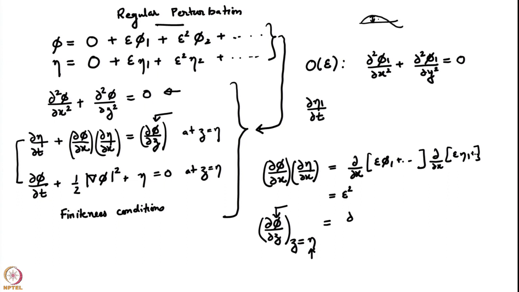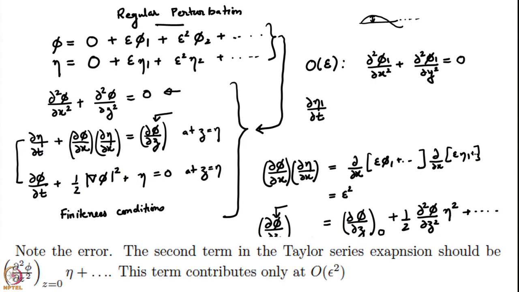Eta is the small distance above the flat interface. Okay. So, I am going to do a Taylor series approximation of this function del phi by del z about z is equal to 0. So, del phi by del z at z is equal to eta is del phi by del z at z equal to 0 plus del square phi by del z square, 1 by 2 into some eta square plus dot dot dot. Now, you can see what is happening.